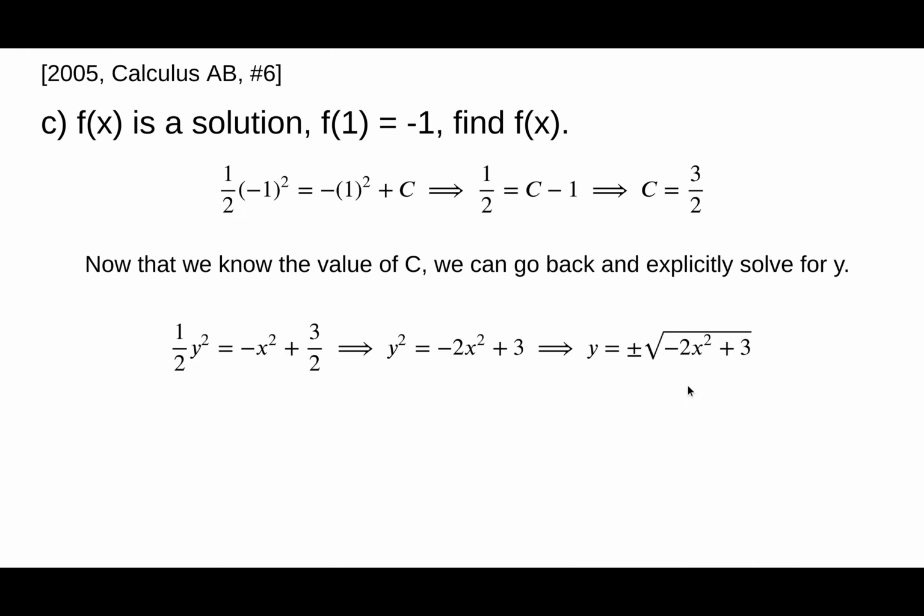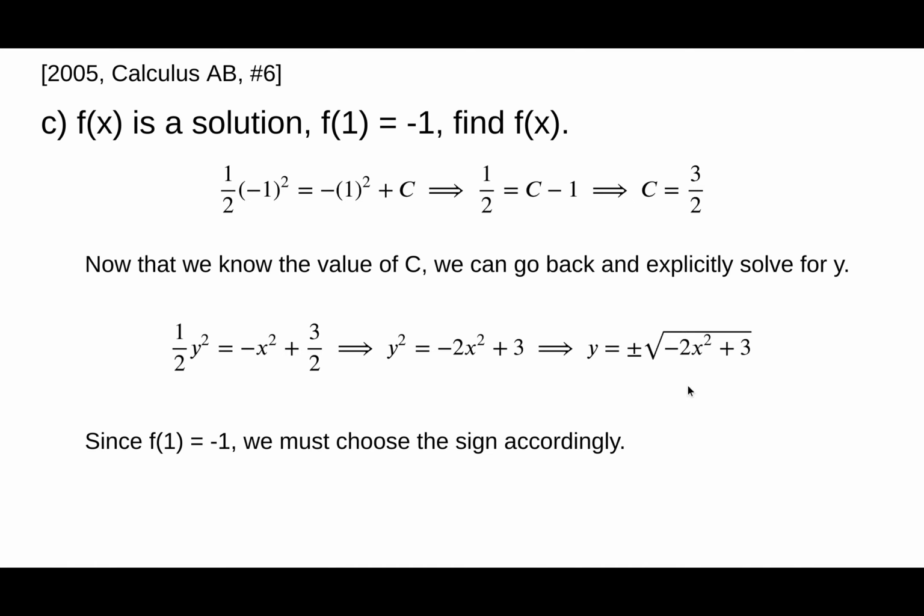Then we take the square root of both sides. And remember, when we put the square root in, we have to write plus or minus because we don't know yet which one of those we actually need. So at this point, we know y is one of those two functions. It's either the square root of negative 2x squared plus 3, or it's the negative square root of negative 2x squared plus 3. This is where that initial condition gets used again.